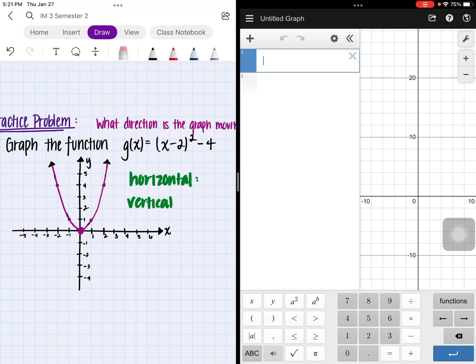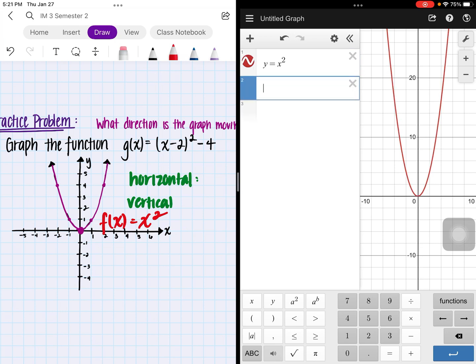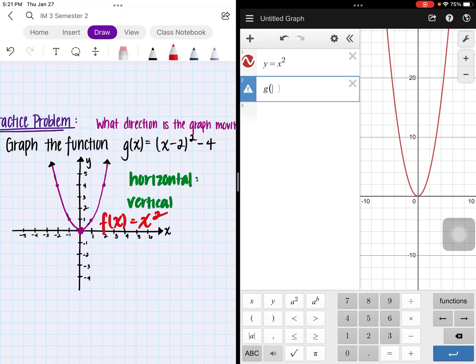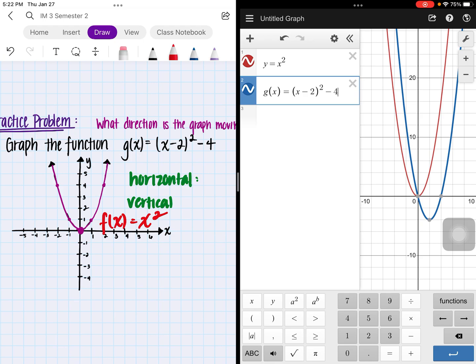I'm going to start off with f of x. And f of x in this case, I didn't give it to you guys, but f of x here is going to be x squared. So y equals x squared. And we're going to type in g of x in this case. Let's do g of x equals (x minus 2) squared minus 4.